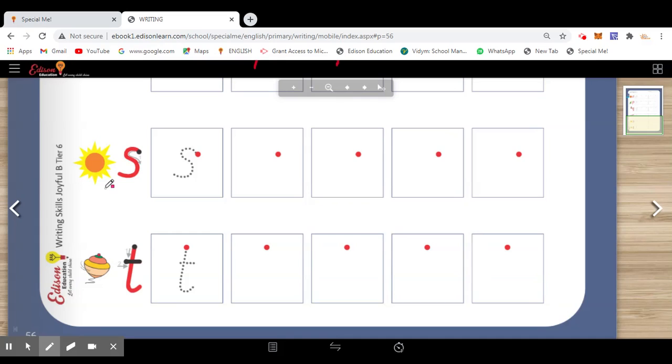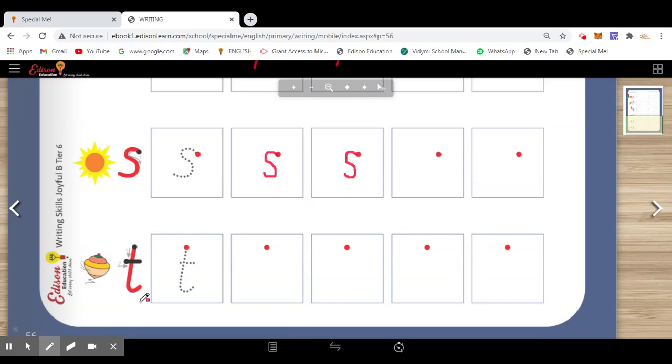Now look at the picture. What is this? This is a sun. S, sun. So first of all, you have to trace letter S and then you have to make it by your own. So let's draw letter S. This is letter S. Now one more time. So this way you have to make letter S, right?